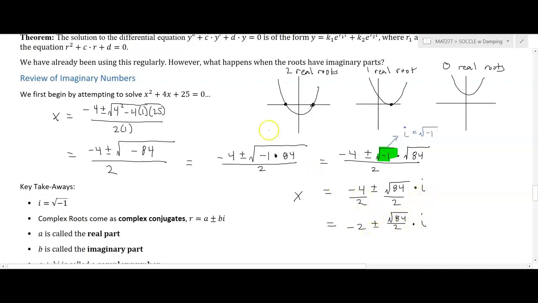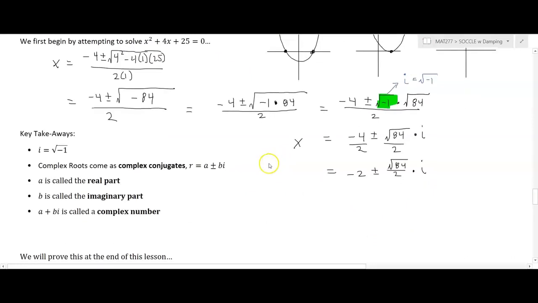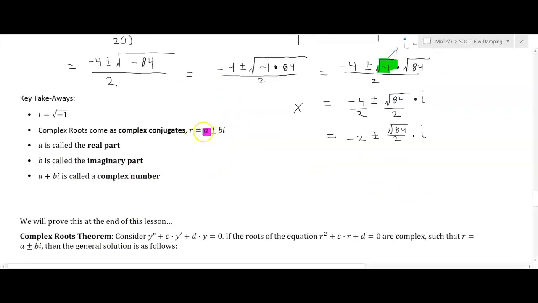All right, so we have two pieces to this puzzle. First of all, we see that anytime we have complex roots, it's not super hard to see that both of our roots are going to be of the form a plus or minus bi. So like here, I'll use a different color. Here our a is negative 2, and our b is square root of 84 over 2. So these are going to become important.